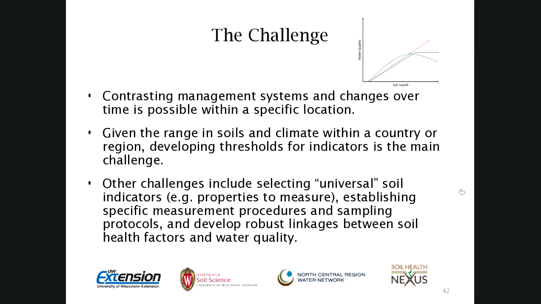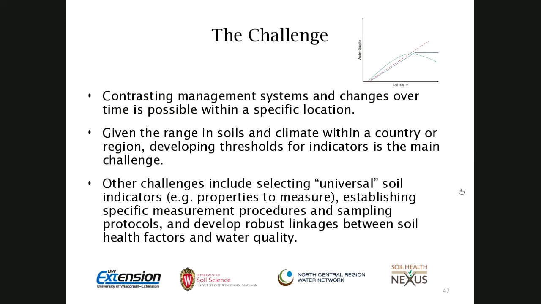But because we have such a range in soils and climate within the country or even within a region, not even to mention differences between parts of the world, developing thresholds for indicators is actually the main challenge in my view, right? So if you measure aggregation and you have, let's say, 60% water stable aggregates, can we definitely say that once you get to that point, we have significantly reduced the potential for phosphorus loading to surface water? Or if we can measure the water release curve and we get to a certain criteria, can we say with certainty that we are reducing the potential for groundwater contamination?